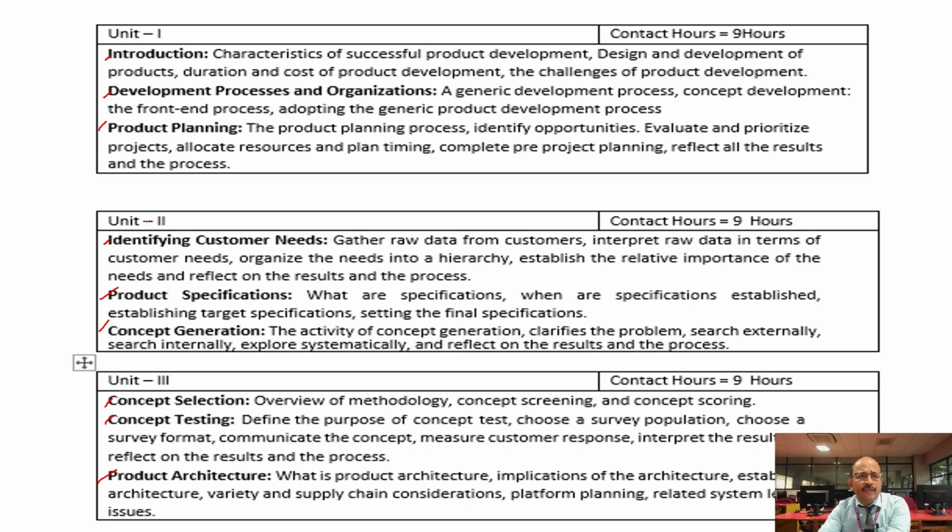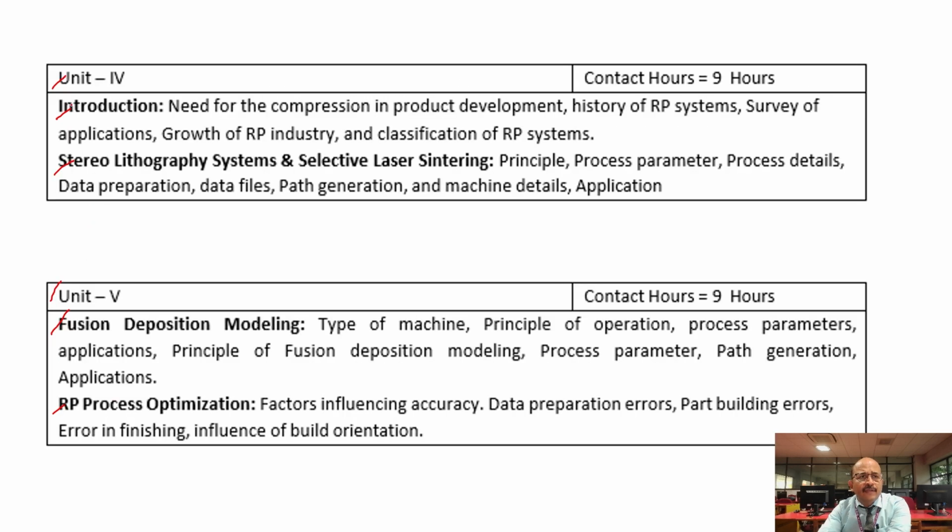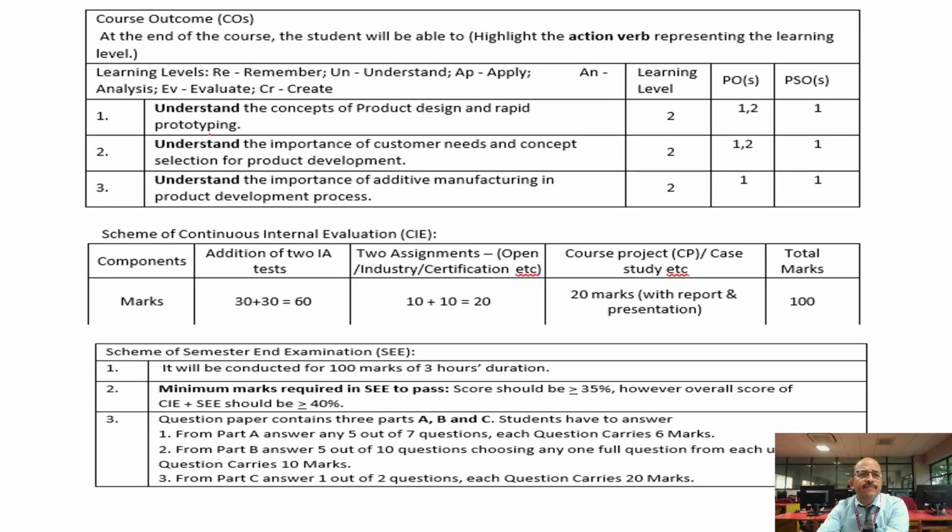So, that is the base of this subject. In all the 3 units, units 1, 2, 3, we have case studies on product development. In each chapter, we have case studies, which will lead to this subject. Then units 4 and 5, we are going to study with respect to rapid prototyping. And this is a 100% theoretical subject, but we have so many case studies in this subject.